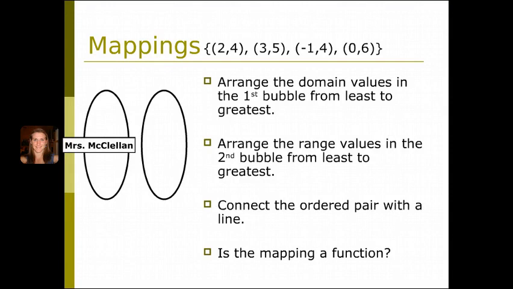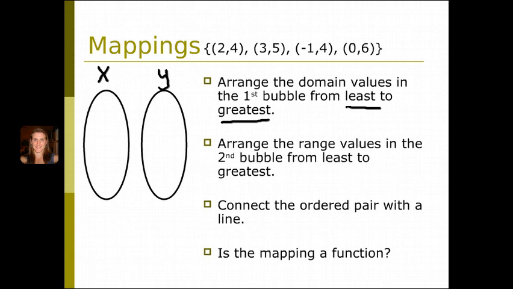Another way to organize coordinates is to use a mapping diagram. A mapping diagram could either be represented by two ovals or large sets of parentheses. In your first oval, you're going to put all of your domain values, your x's. In the second oval, you'll put all of your y values. You need to arrange your values from least to greatest.